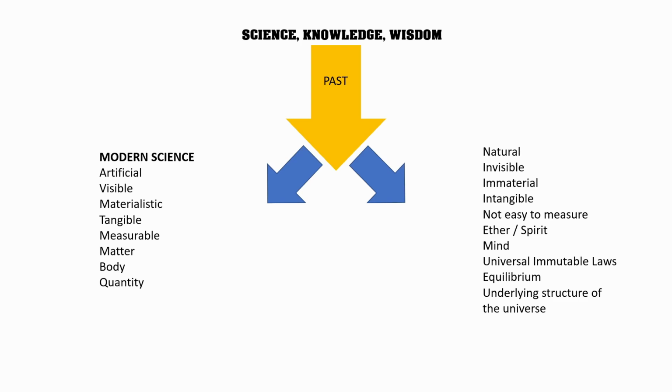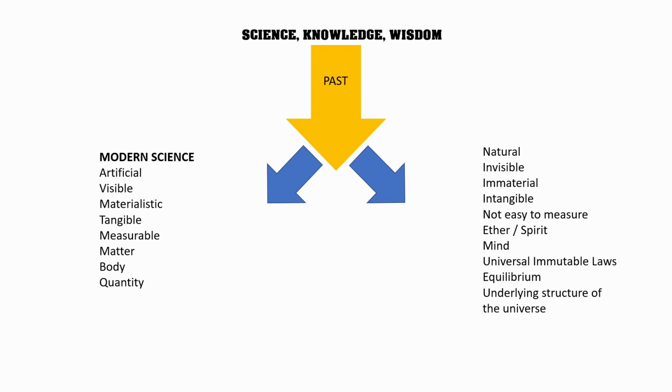But it's not complete because we left out, since the 17th century, almost 400 years ago, the other 50%. That included all that was natural, the invisible realms, the immaterial, intangible, or the not so easy to measure stuff, as is the law of vibration. The ancients knew that it was there, but it's not easy to deal with in an experiment and replicate the results. So until it is proven, it doesn't exist.